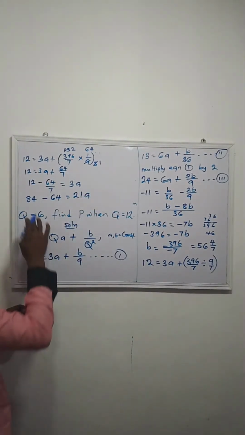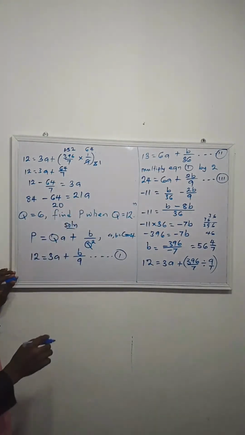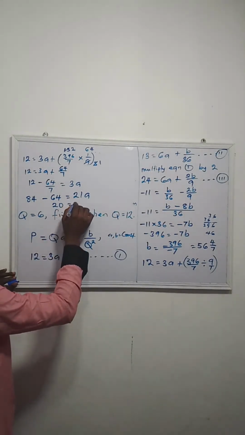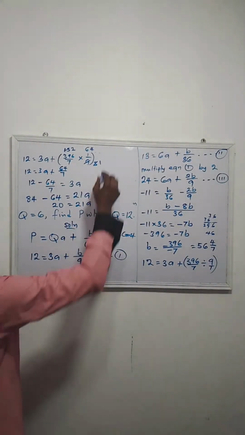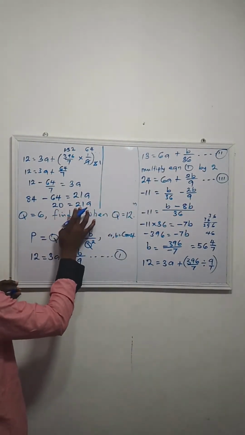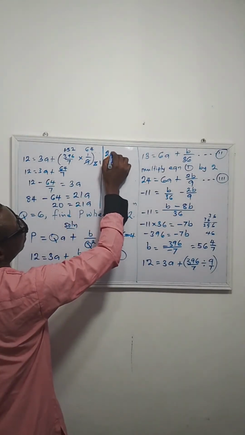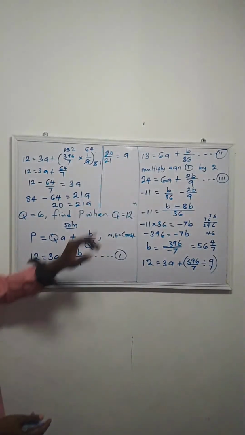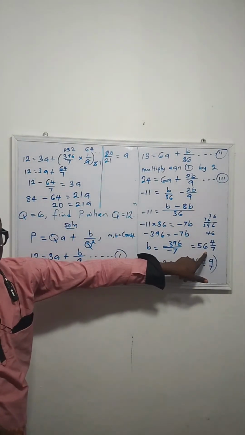All right, so can we subtract now? I think we are left with what? 20. That is 20. Okay, so equals to 21a. So now 20 equals to 21a. So you divide both sides by the coefficient of a. That is 21. So you have 20 divided by 21 equals to a. So this is the value of a, and this is the value of b.